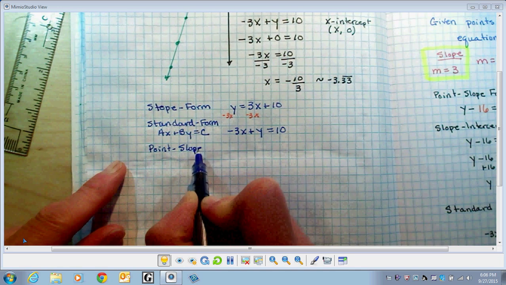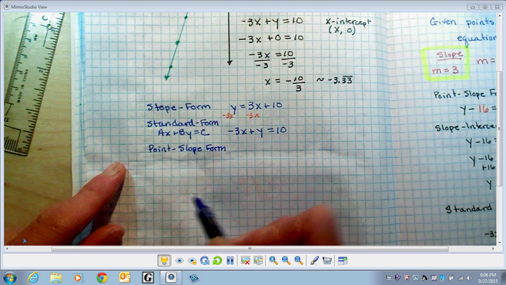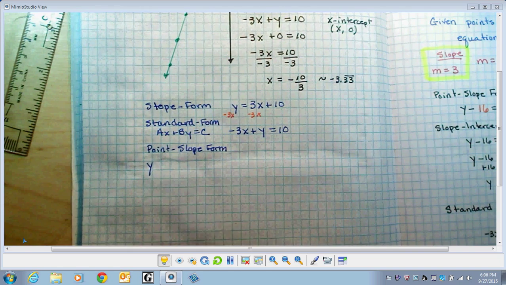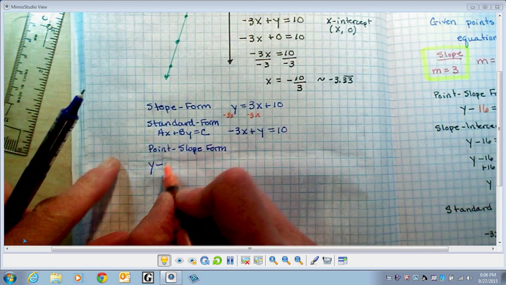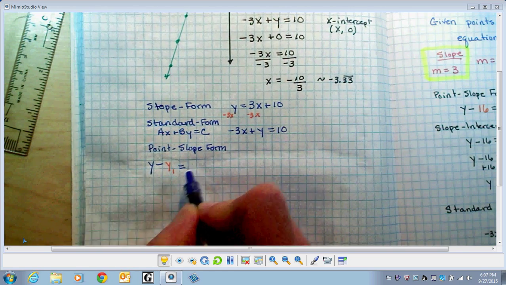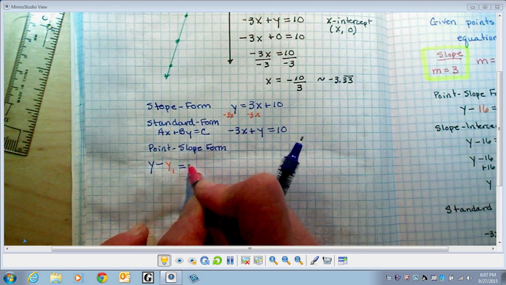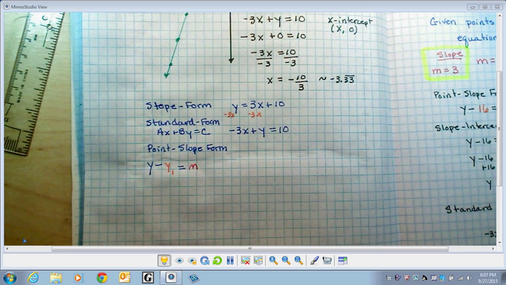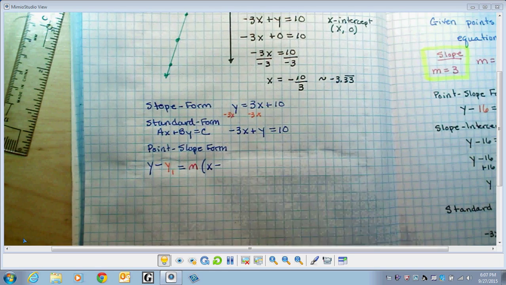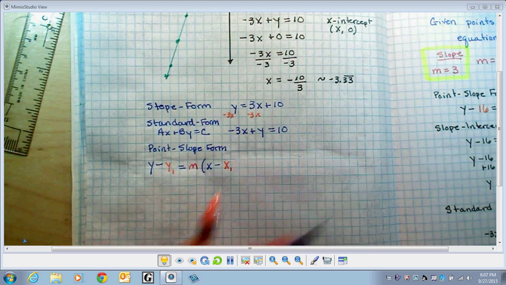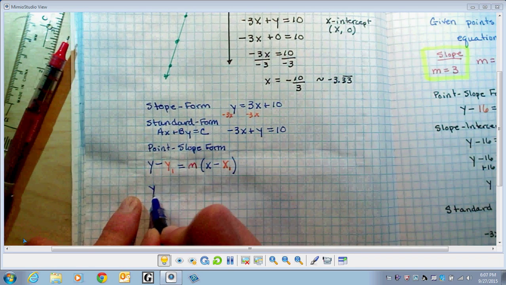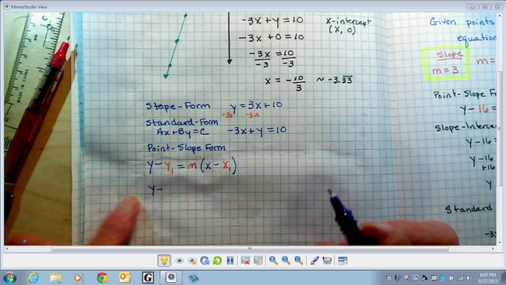point-slope form. So what did I need for point-slope form? Well, I need a point, right? So that would have been y1. And what else did I need? I needed the slope. Don't we have the slope somewhere in one of these equations? And then I needed another point, which weren't we given a point? We were, weren't we? So in this case, I have y minus, well, y1 doesn't matter.